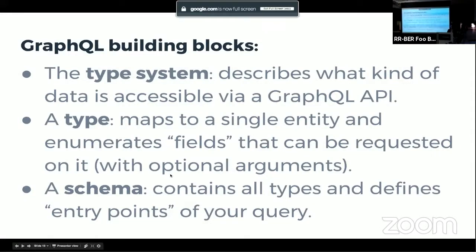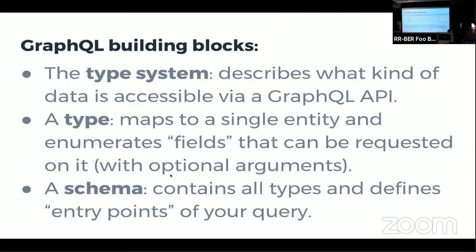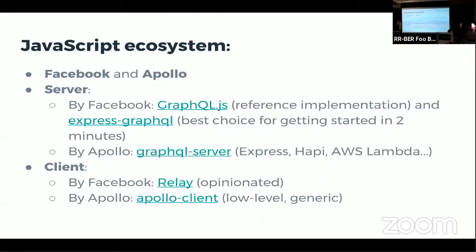So, quick recap. There are three main building blocks of GraphQL. First of them is a type system. Type system describes possibilities of a GraphQL API. The type is something that maps to a single entity in your system, and it enumerates fields that can be requested. And then the schema is a container for all the types in your GraphQL API. It also defines entry points of your query, because a graph doesn't have a start and an end. So you have to define where you can start querying your graph.